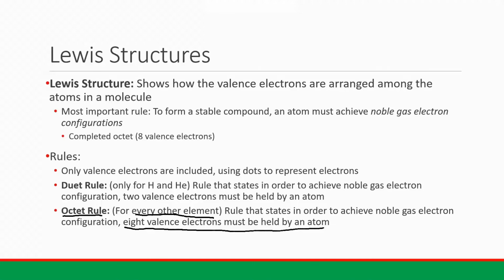One big exception to the rule is for hydrogen and helium specifically. Hydrogen and helium follow the duet rule. The duet rule is what it sounds like. Instead of hydrogen and helium requiring 8 valence electrons, these require 2 valence electrons in order to achieve noble gas configuration. So these are the 2 main exceptions that we're going to be looking at, and more often than not, we'll be looking at hydrogen.